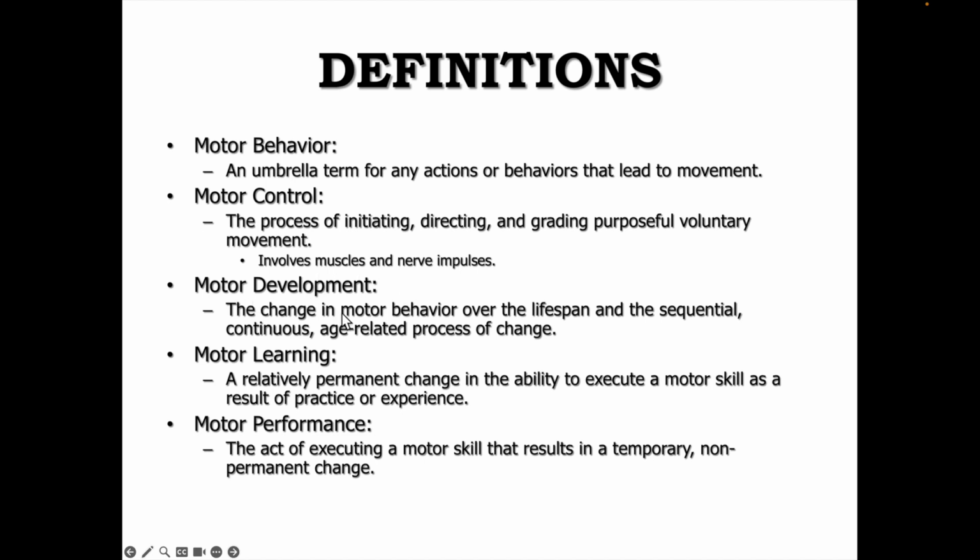Motor development is the change in your motor behavior across someone's lifespan, and what happens with the sequential, continuous, and age-related processes of change. So how does motor development, what does it look like from 5 years old to a teenager to adulthood, to late adulthood. Motor learning is a relatively permanent change in the ability to execute some sort of motor skill as a result of practice or experience. So the more practice you do on something, typically we would think that more motor learning would have occurred.